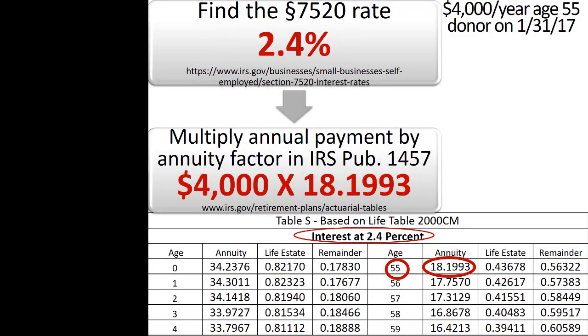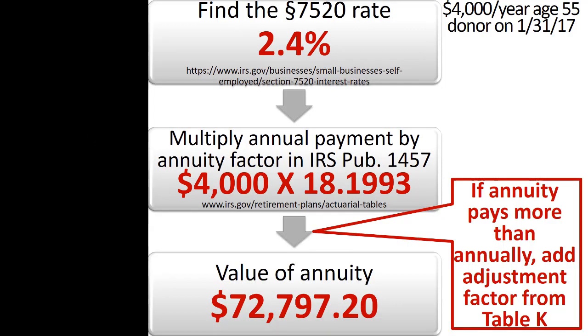This annuity factor of 18.1993 is multiplied by the annual payment amount of $4,000 to generate the value of the annuity for purposes of calculating the income tax deduction. An annuity factor of 18.1993 multiplied by an annual payment of $4,000 generates a value for this annuity of $72,797.20.